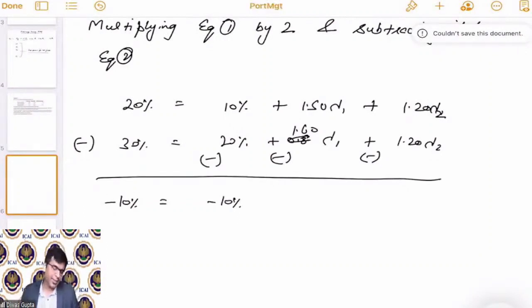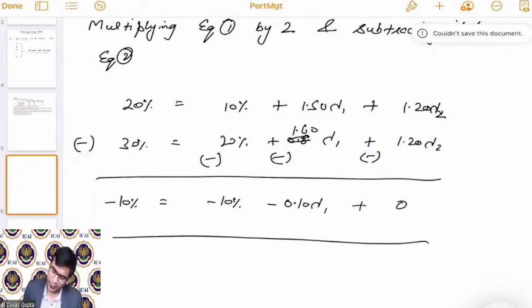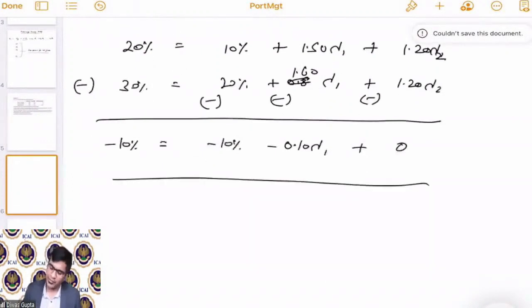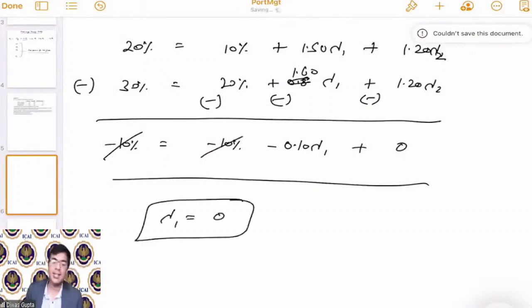1.5 minus 1.6 is minus 0.10 for factor 1, and this is 0. Correct? Now, if we can solve this further, this will be cancelled, and the premium for factor 1 is 0. Now, if the premium for factor 1 is 0, we can put that in the equation 1 and find out.